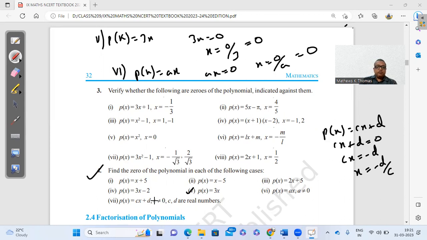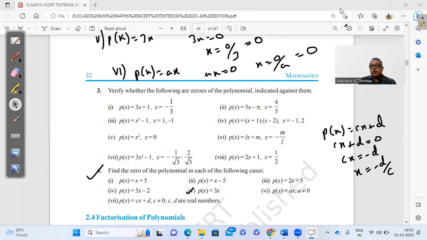And in the next class, I will be telling you the next exercise, the third exercise, that is how to factorize polynomials, factorization of polynomials, right?